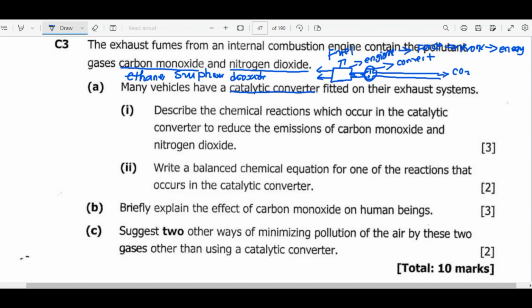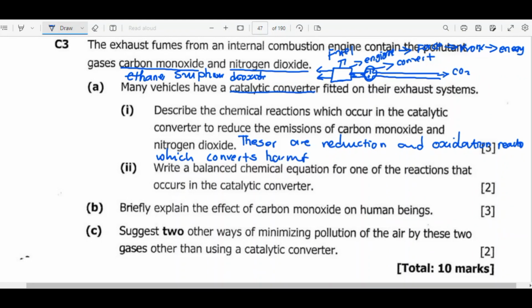So we'll say these are reduction and oxidation reactions which convert harmful gases into less harmful.